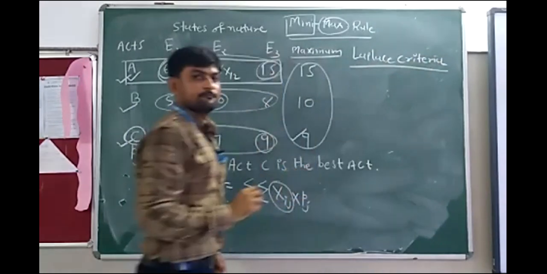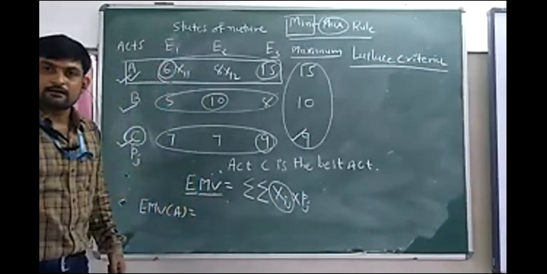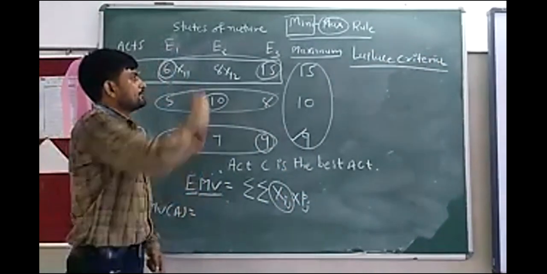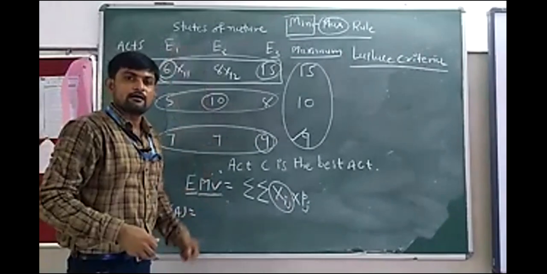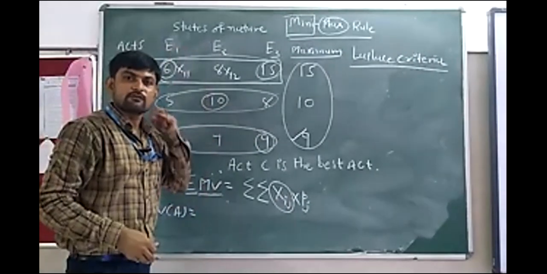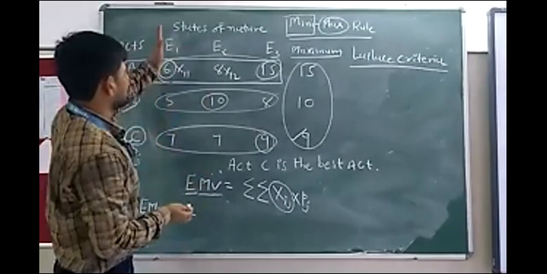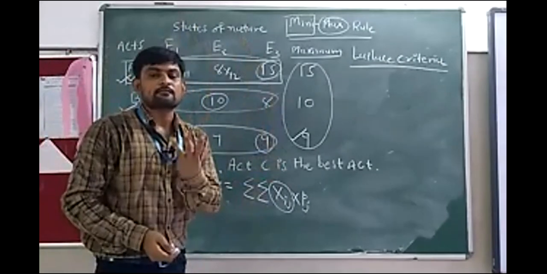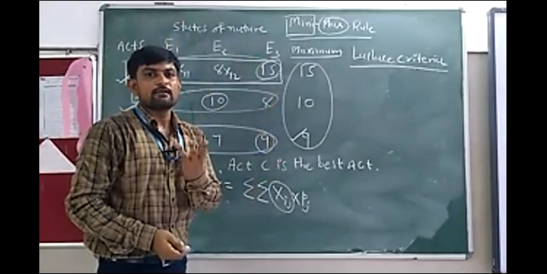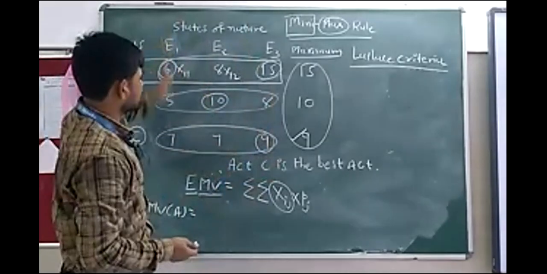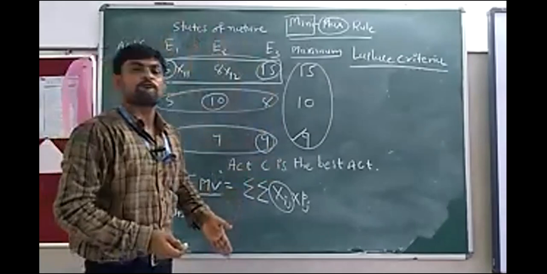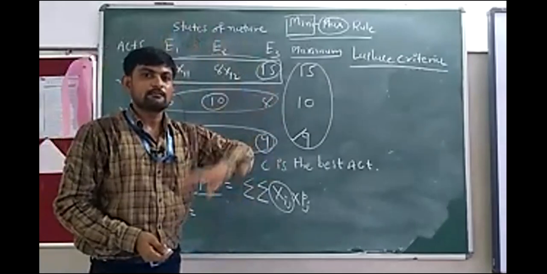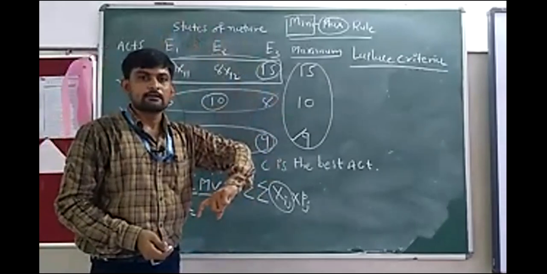Or criterion. Then it is very clear that first we have to assume each and every state of nature as equiprobable. That means, how many states of nature are there? So there are 3 states of nature. So we can say the probability of occurrence of each state of nature is 1 upon 3. That is 1 divided by the total number of states of nature.